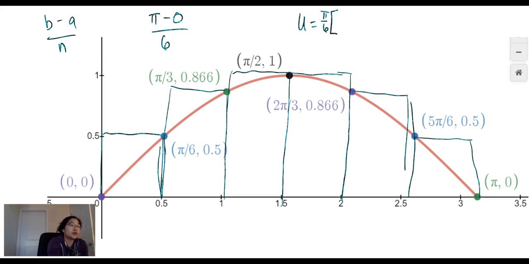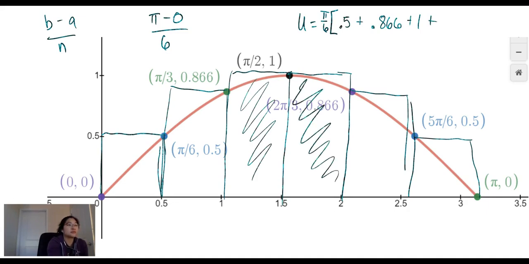So we got, what, 0.5 plus 0.866 plus 1 plus 1 again, because both of these rectangles that I just colored in are both height of 1, plus 0.866 plus 0.5. So our upper sum, again, we're not tied to our left or our right endpoint. We're just looking for our extrema, or our absolute max on the interval.